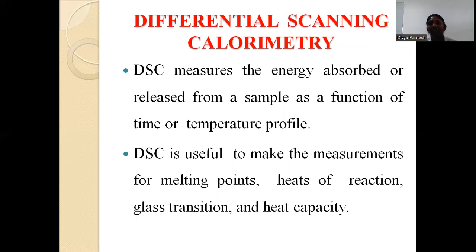So first one is your differential scanning calorimetry. This differential scanning calorimetry is used to measure the amount of energy that can be absorbed by the specimen and released from the sample with respect to time. Okay, so this DSC is used to calculate the thermal properties such as melting point, heat of reaction, glass transition temperature, and heat capacity of a particular specimen, particular metal or material.